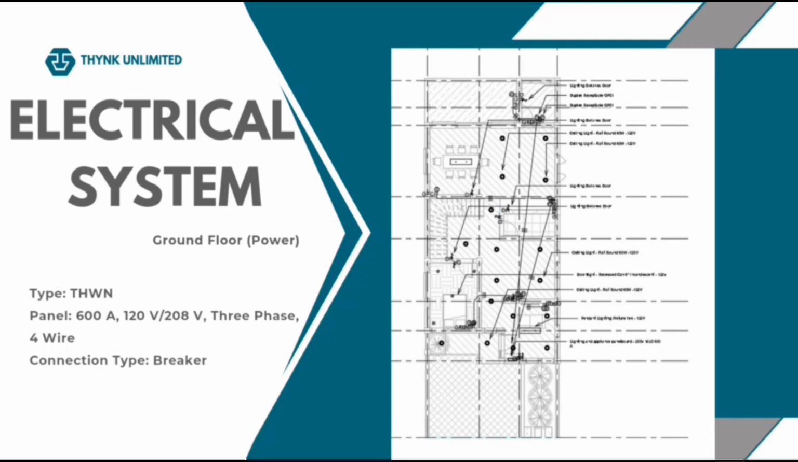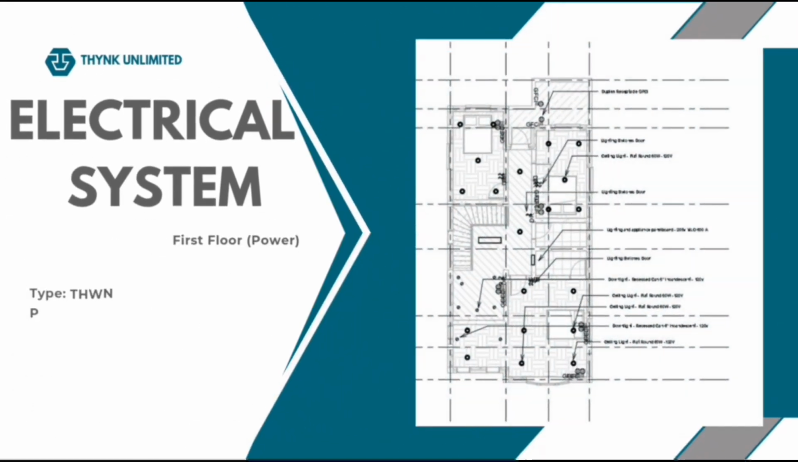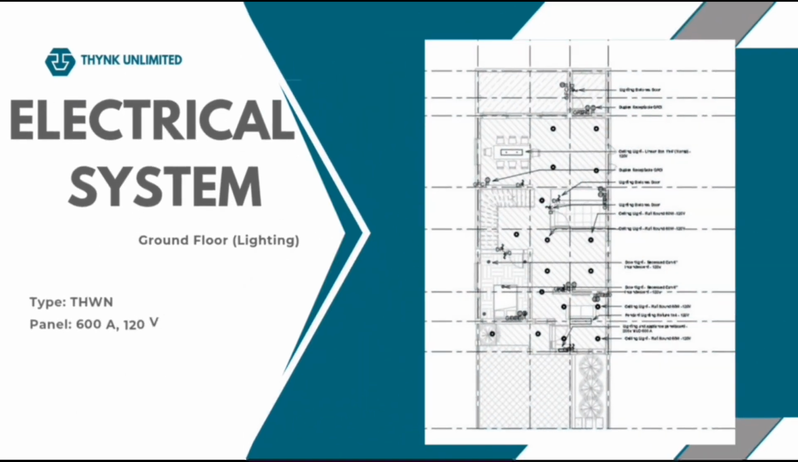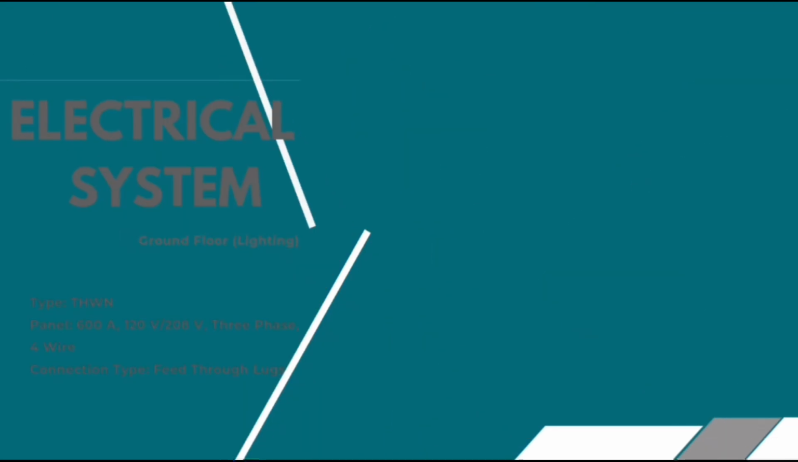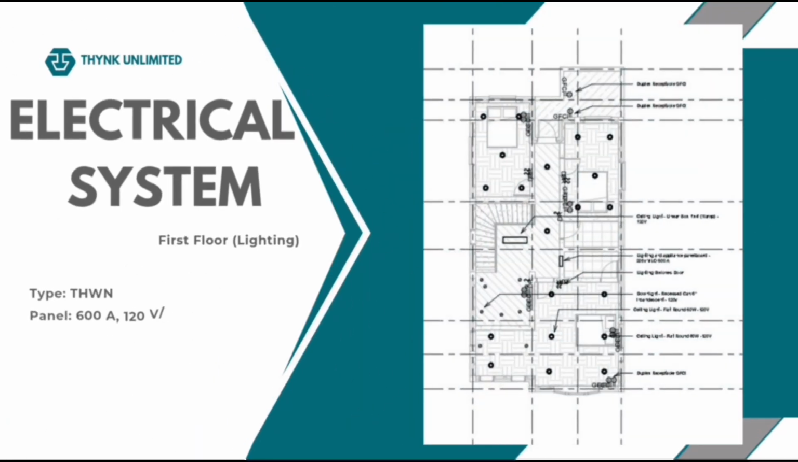The type of cable that we use is THWN with panel 600A 120 volt to 200A 208 volt, 3 phase with 4 wire. The connection type used is breaker. Next is the first floor. The specification for the first floor is the same as the ground floor. I'll continue with ground floor lighting. The type and panel for lighting is the same as previous, and the connection being used is feed through lug. Here is the first floor lighting drawing.